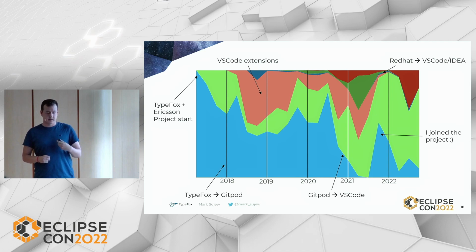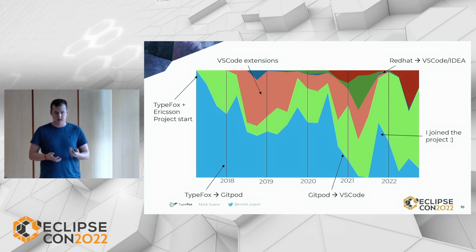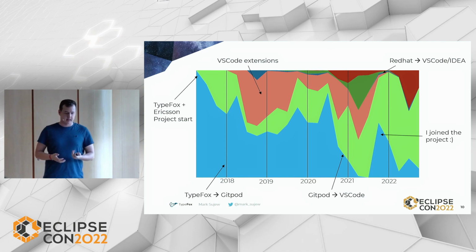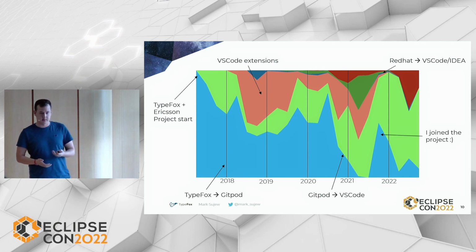And so at the start, there was TypeFox and Ericsson, which banded together to create an IDE platform, which they both wanted to use. And later on, as development went on, TypeFox created the Gitpod product in late 2017. And then shortly after, Red Hat joined the project in order to start supporting VS Code extensions in Theia, together with TypeFox, which were also very interested in that.